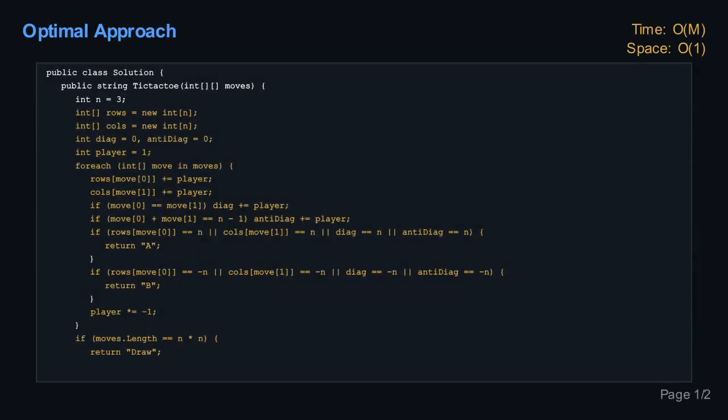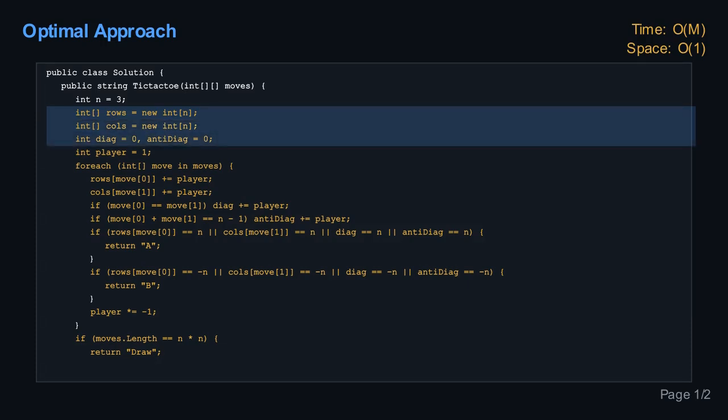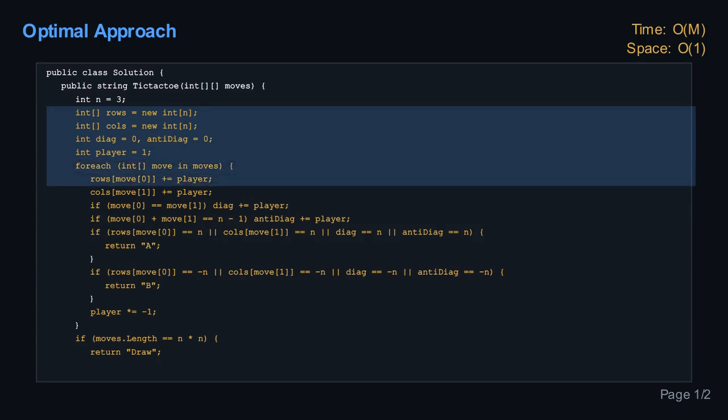The key insight for optimization is to track the state of each row, column, and diagonal incrementally. Instead of a full board, we'll use a few integer arrays. We'll have an array for rows, an array for columns, and 2 variables for the diagonals. For player A, we add 1 to the relevant counts, for player B, we subtract 1. A win occurs when any count reaches 3 or negative 3.